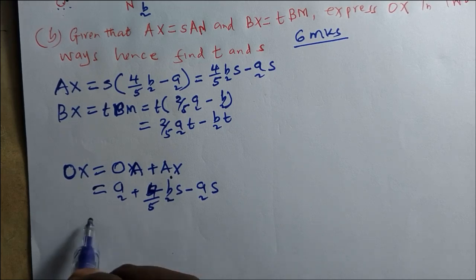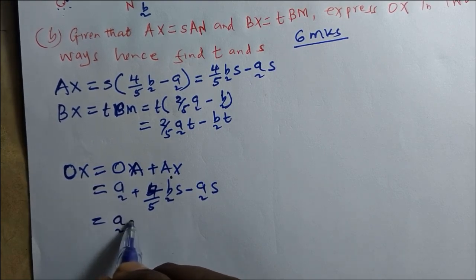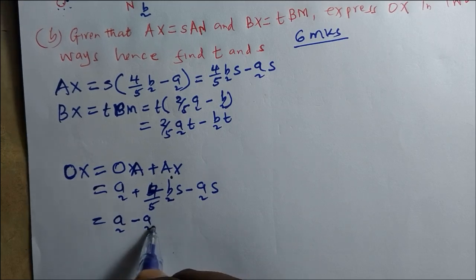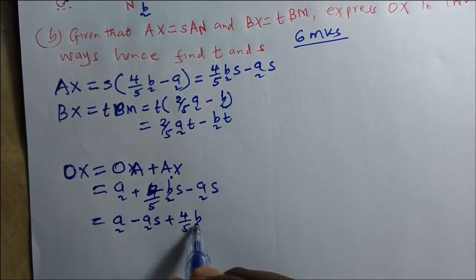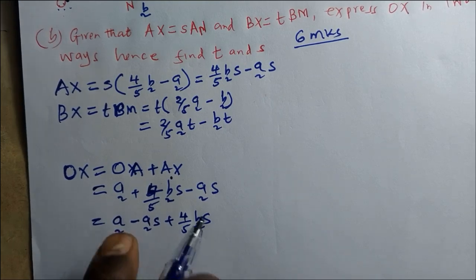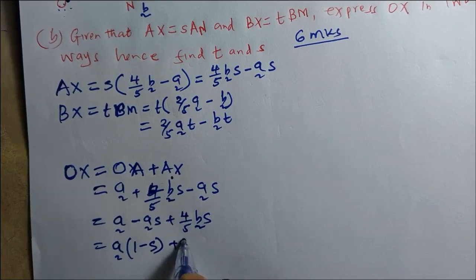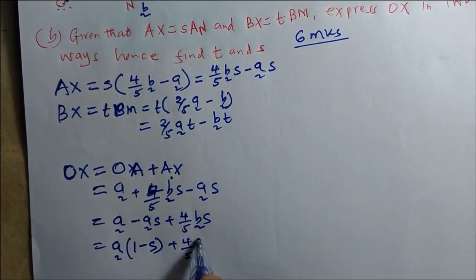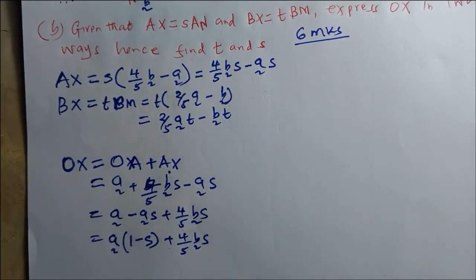We can simply bring this together. This one will be A, like terms, minus AS plus 4 over 5 BS. Let us make it even simpler. We will put A outside, and then 1 minus S, plus 4 over 5 BS. That one becomes simple, and it's going to help us now.